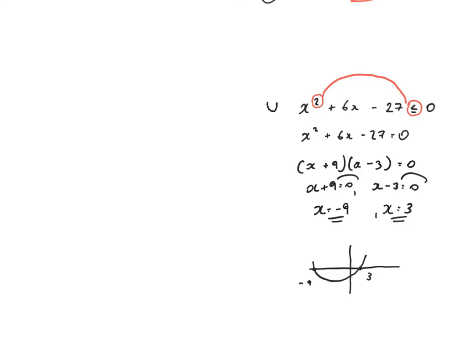Okay, I'm interested in when the thing is less than or equal to 0. So there's less than and there's equals. Where does that occur? Between minus 9 and 3, but also including minus 9 and 3. Okay, example 6.